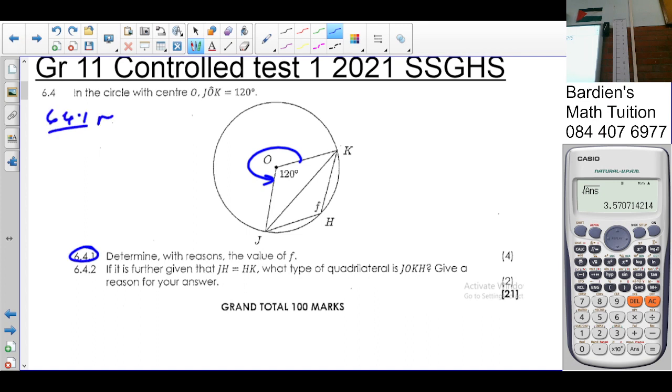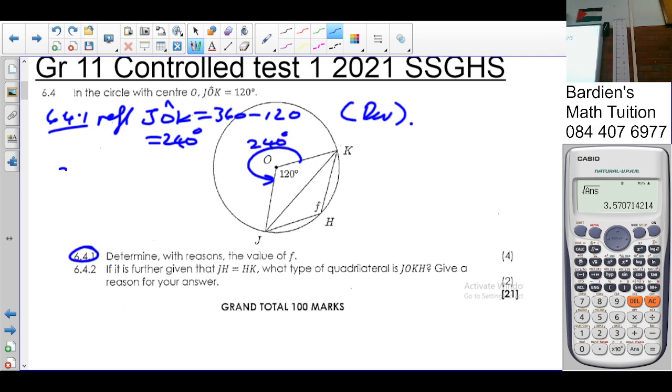Okay. So 6.4.1. So you say reflex angle JOK, okay, is equal to 360 minus 120, which is 240 degrees. Why? Because that's a revolution or angles around a point. That's 240 degrees. So angle F is equal to half of 240. Okay? So it's going to be 240 divided by 2, which is 120. And the reason there is angle at center equals 2 times angle at circumference. Okay? So that's 240, this is 120 degrees.